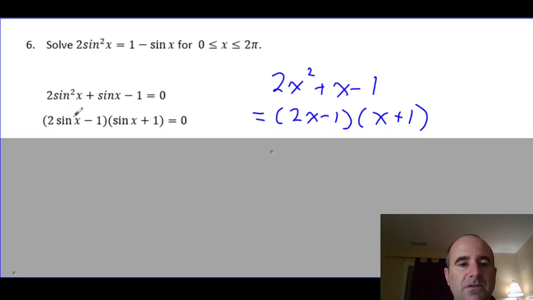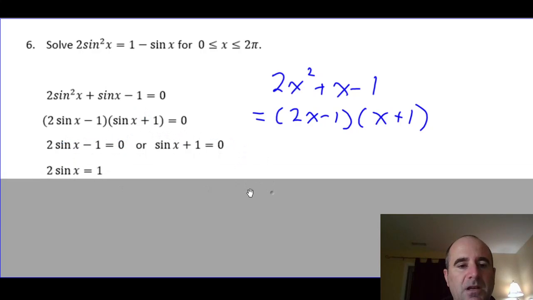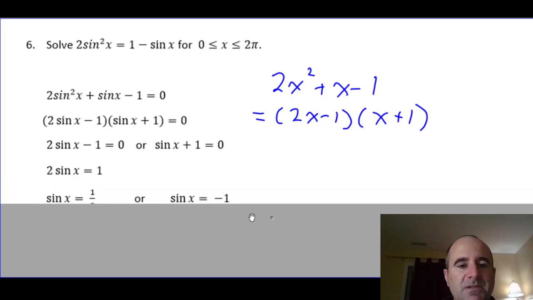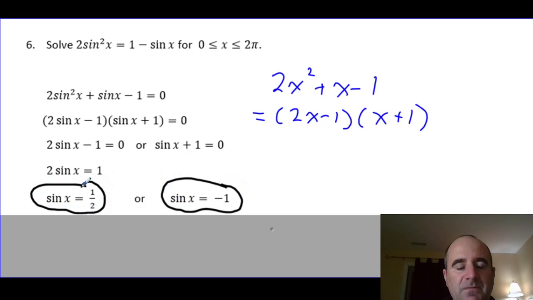Okay, if two things multiplied together give you 0, it must be that one of them is 0. Either 2 sine x minus 1 equals 0, or sine x plus 1 equals 0. So two possibilities here. Either 2 sine x equals 1, which means sine x equals 1/2, or sine x equals negative 1. So right here, we have our two possible answers, and we just need to solve them for x.